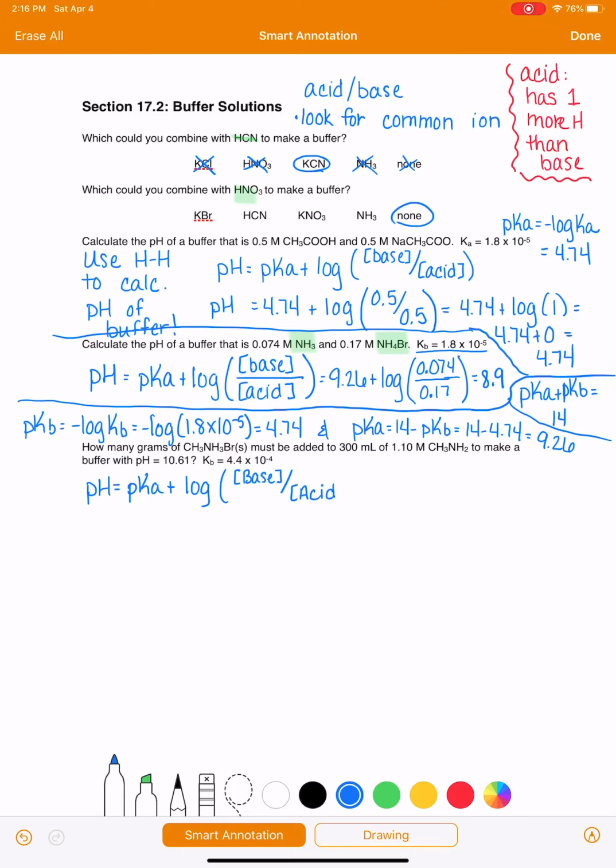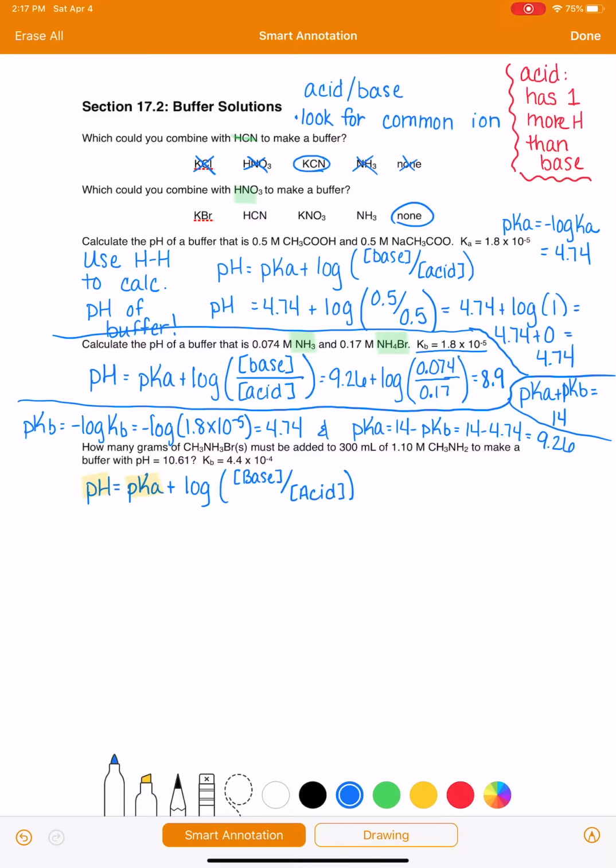And in this Henderson-Hasselbalch equation, we know the pH that we're trying to get. It is 10.61. And we don't right now know the pKa, but we can figure it out because the problem gave us a Kb and we can totally figure out the pKa. And also we know the concentration of the CH3NH2, which is either going to be the base or the acid. And that maybe is the first thing we should figure out right now.